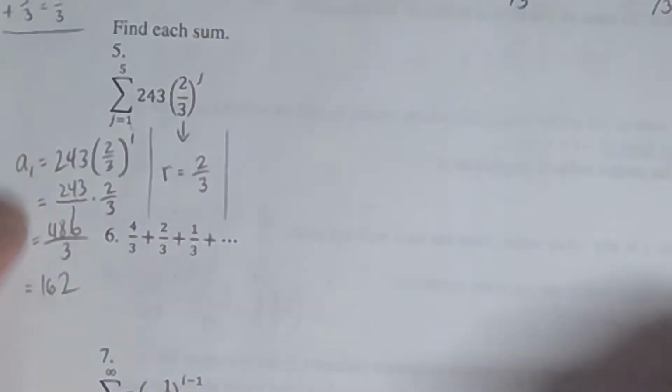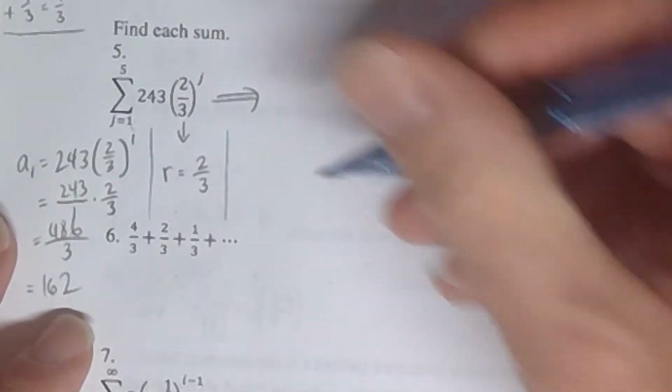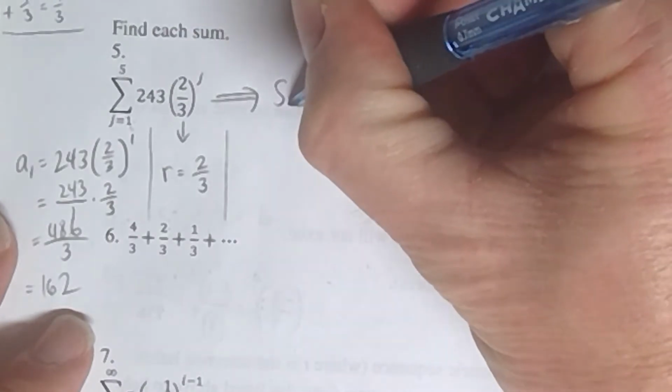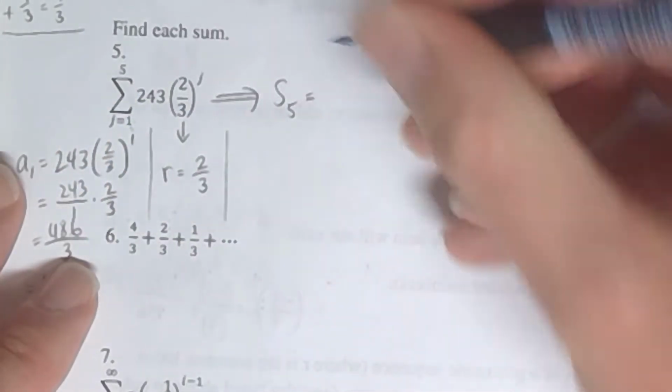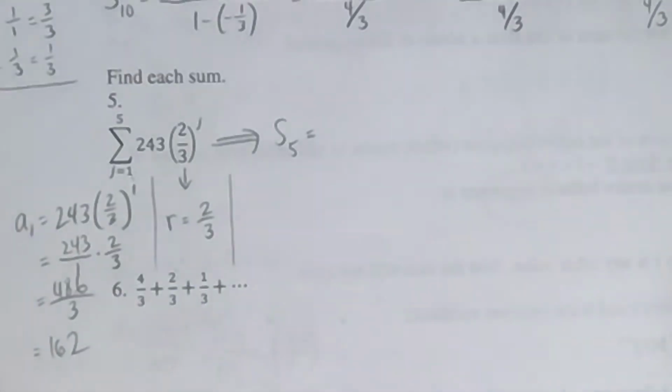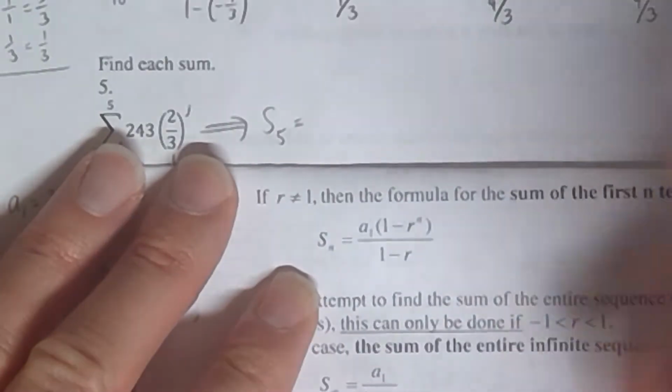So we know what A1 is. We know what R is. That's all you need to know. Now, we can then plug it in. And since it says from 1 to 5 right here, you guys, that means we're figuring out S5, the sum of the first 5 terms. Let's look at that formula again. Okay, there it is right there.